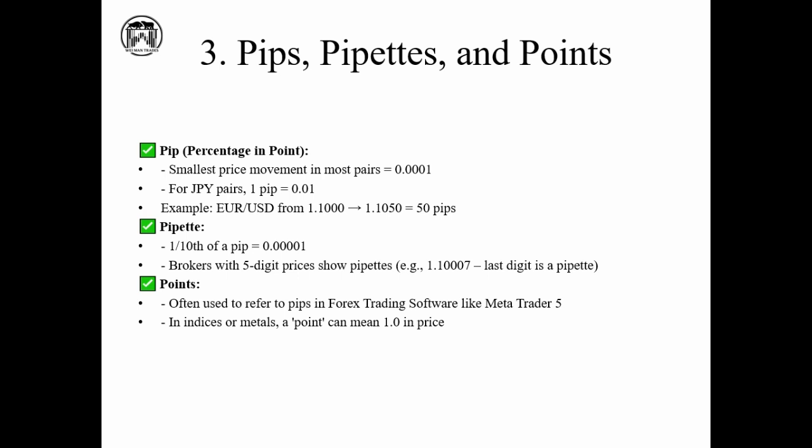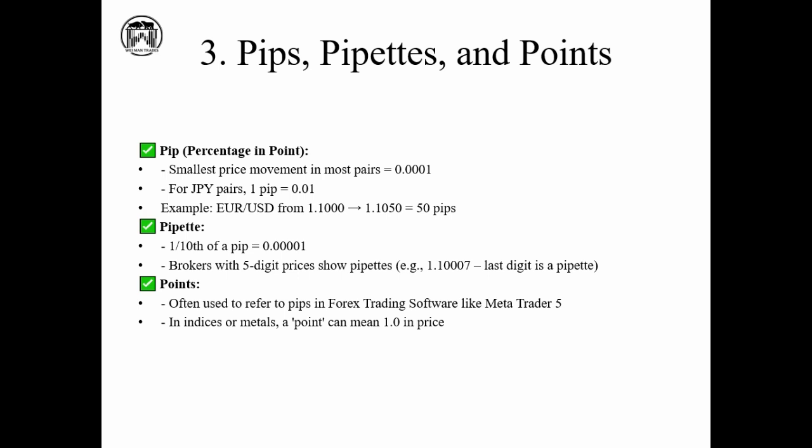And then a pipette is just a tenth of a pip. So 1 out of 10 of a pip is a pipette. If you have 50 pips and you want its pipettes, you multiply by 10 and you'll have 500 pipettes.